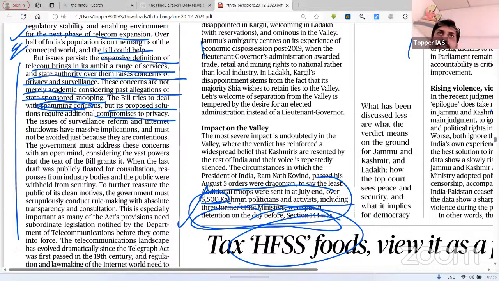It is linked to privacy. And internet shutdowns, like the Jammu and Kashmir case, must not be avoided just because they are contentious. So that is not taken care of. Actually, that is a bad thing. Taking the internet from you means taking your fundamental right. Government must address these concerns with an open mind, considering the powers the text of the bill grants it.